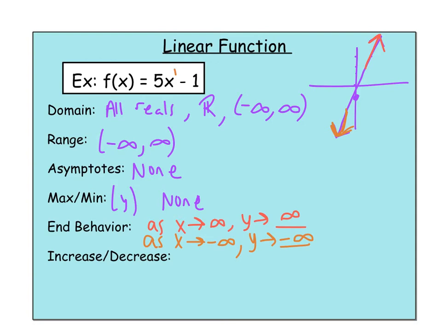And then what about increasing or decreasing? Let's think about it. As you read a graph, you always read from left to right, just like you're reading words. What are the y values doing? So as I'm going from left to right, the y values are getting bigger and bigger and bigger, right? So this thing is increasing from negative infinity to infinity. This is an interval here of x values. So this thing is always increasing.